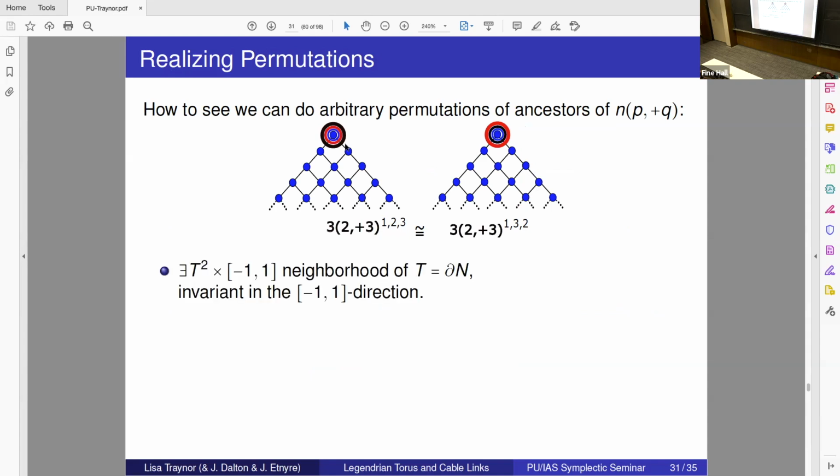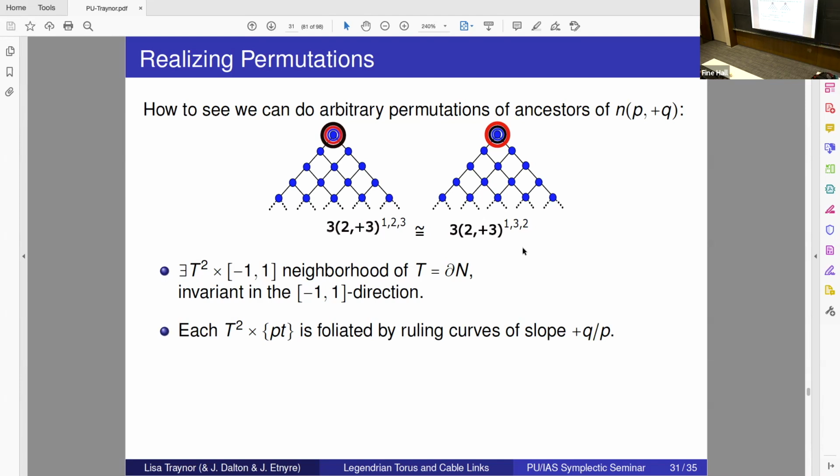Well, we know that these ancestors are living on this convex boundary, and there, in fact, will be an invariant neighborhood of that torus boundary. It's invariant in the -1 direction, so that means that the contact planes aren't shifting when you move in that direction. And so what you see is it'll mimic the proof in topology. Like you have a torus link, I just kind of pull it off. If I wanted to permute the components, I would just pull it off the torus at different heights, permute, and put it back down how I want. It's exactly the same idea.